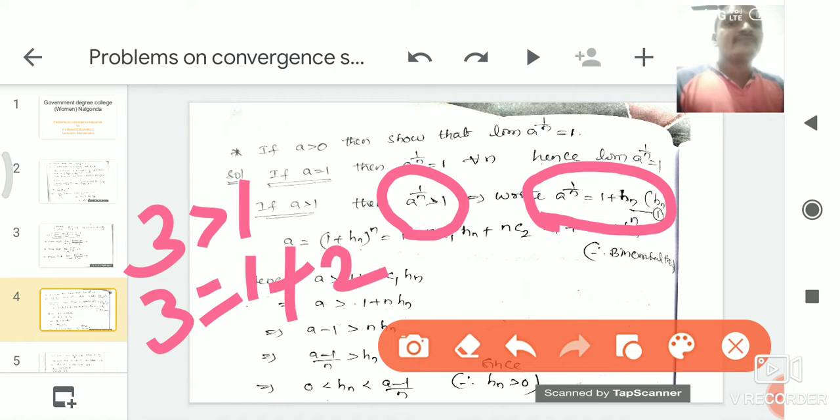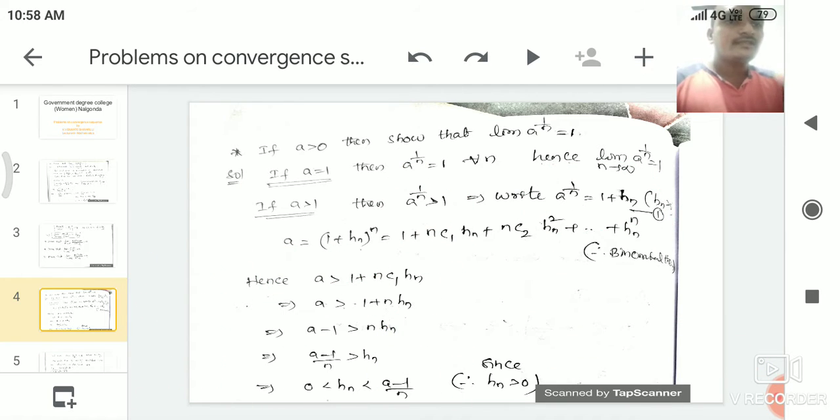In the same way, whenever a power 1 by n is greater than 1, this a power 1 by n can be written as 1 plus hn for some sequence hn, where hn is compulsorily greater than 0, which is a positive sequence. If hn is equal to 0, a power 1 by n is equal to 1, but here we consider a power 1 by n greater than 1.